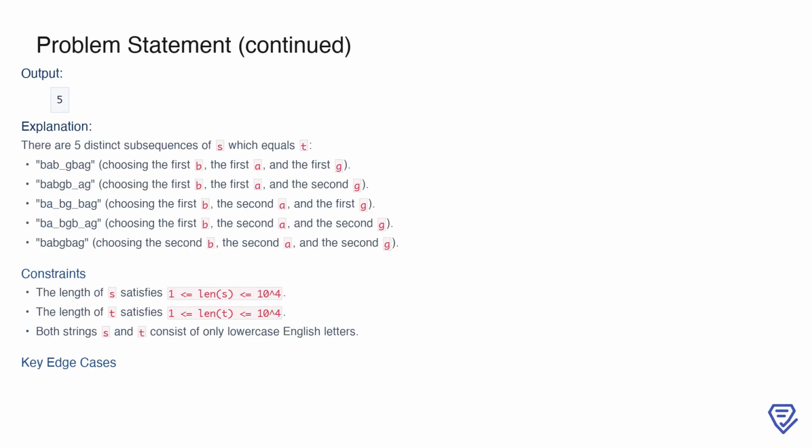Now, consider another example where S is babgbag and T is bag. In this case, the output is 5. This is because there are 5 distinct ways to form bag as a subsequence of babgbag. For example, we can choose the first B, the first A, and the first G to form bag. Alternatively, we could choose the first B, the first A, and the second G. Other combinations include the first B, the second A, and the first G, or the first B, the second A, and the second G. Finally, we could use the second B, the second A, and the second G. Each of these combinations represents a unique way to form bag, and together they add up to 5 distinct subsequences.